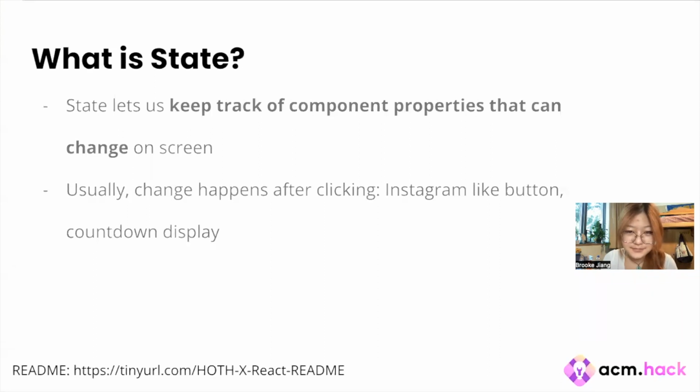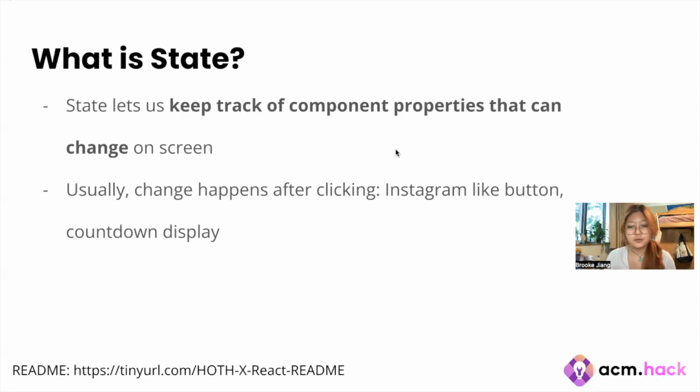What is state? State lets us keep track of component properties that can change on screen, such as the check mark we're trying to make. Usually change is going to happen after clicking. If you look at the Instagram like button or the Instagram comment button, or basically most buttons, that's going to induce some kind of change. It's also going to happen without clicking, like a display of a countdown that's going to keep happening without you clicking it, like the face of the clock on your Apple iPhone.